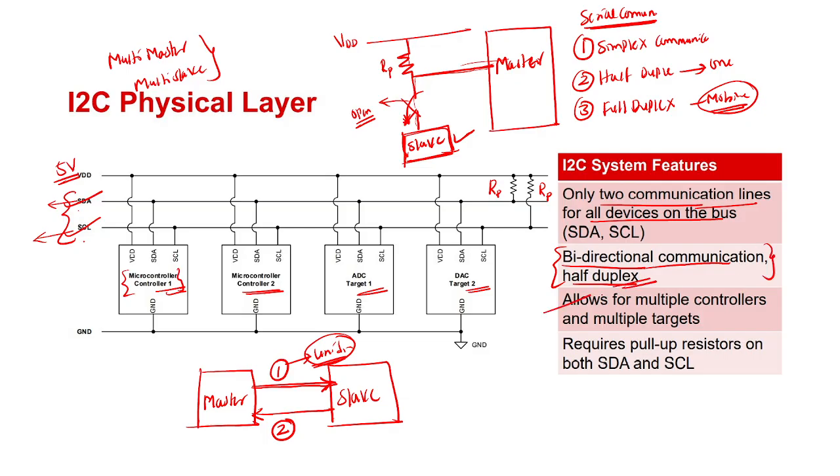And it allows multiple controllers and multiple targets. I told you, multi-master and multi-slave. And it requires pull-up resistors on SDA and SCL lines. So there should be a path from VDD to master. When slave is connected, initially this is open. When slave is connected, this is shorted, and there will be a path from this VDD to slave. That is how we are connecting, through the pull-up resistors. This is about the master and slave configuration.